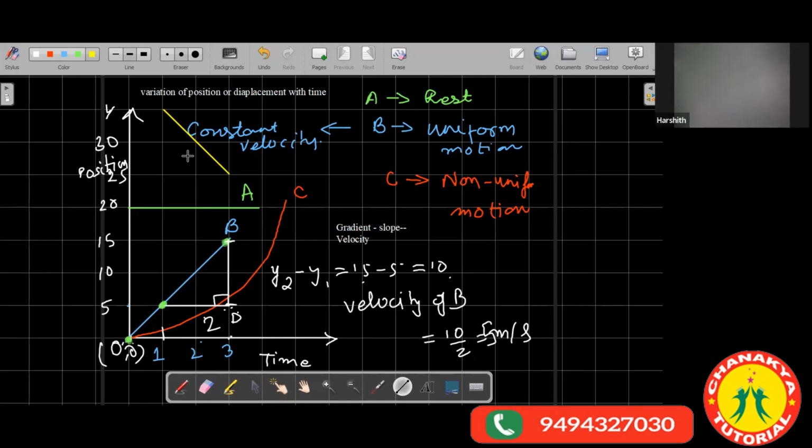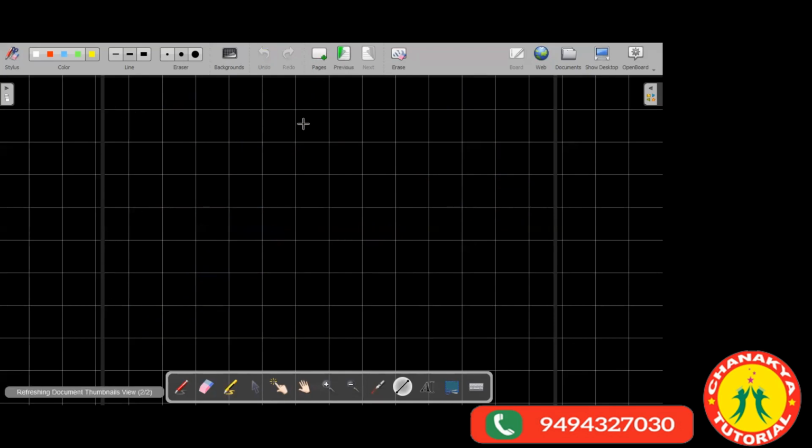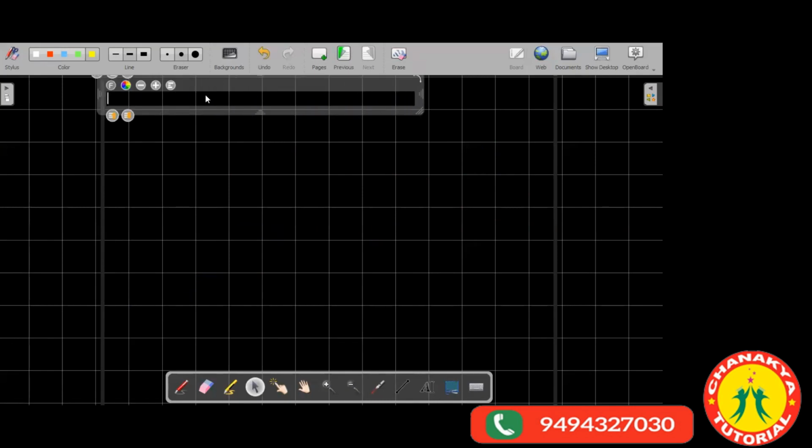Okay, sir. Okay. Yes, sir. Shall we move on to the next graph? That is a velocity time graph. Yes, sir. So you have velocity time graph. The next is velocity time graph.